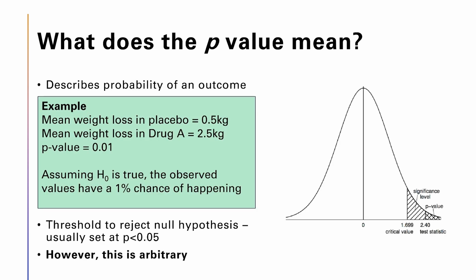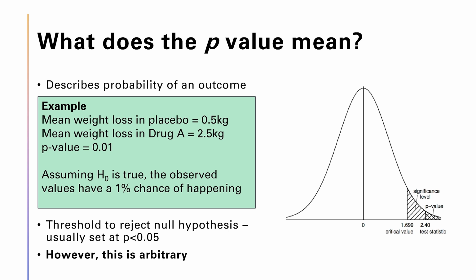Now that the p-value has been calculated, what exactly does it mean? The p-value actually just describes the probability of the observed outcome under the null hypothesis. For example, let's go back to the weight loss scenario, drug A versus placebo.